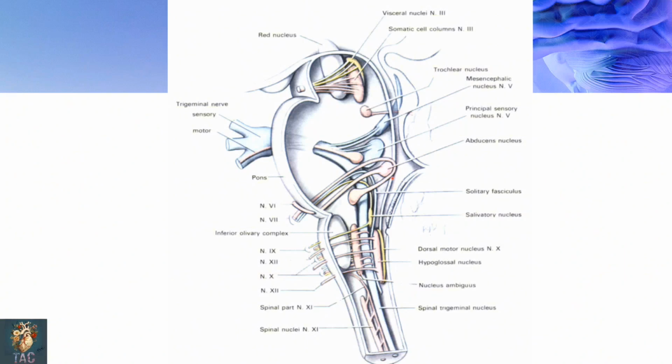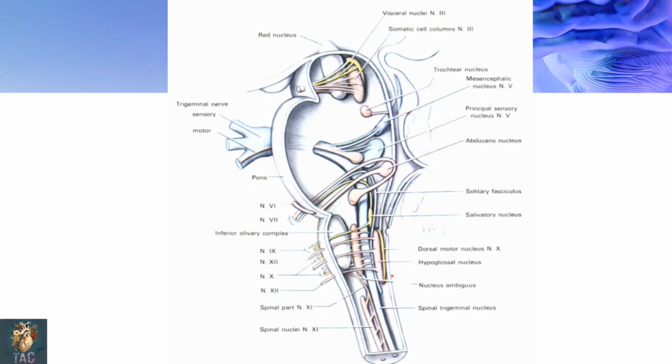Then here you can see this is the abducent nerve nucleus, and this is the facial nerve nucleus, and the facial nerve fibers turn around the abducent nerve nucleus posteriorly, forming a prominence called the facial colliculus, and then they emerge from the anterior aspect.